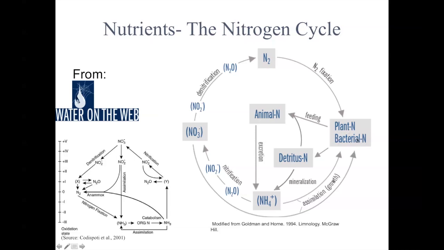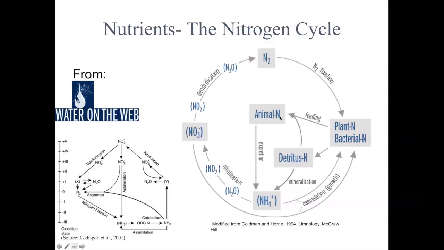So it's usually in what we might call the form of amino acids or proteins that are actually resident in the cytoplasm of the plants. Now animals, whether they're microbes or macroorganisms, will feed on the plants and convert that plant and bacterial nitrogen to animal nitrogen. Let's think about it. A cow grazing clover, for instance, will do that.